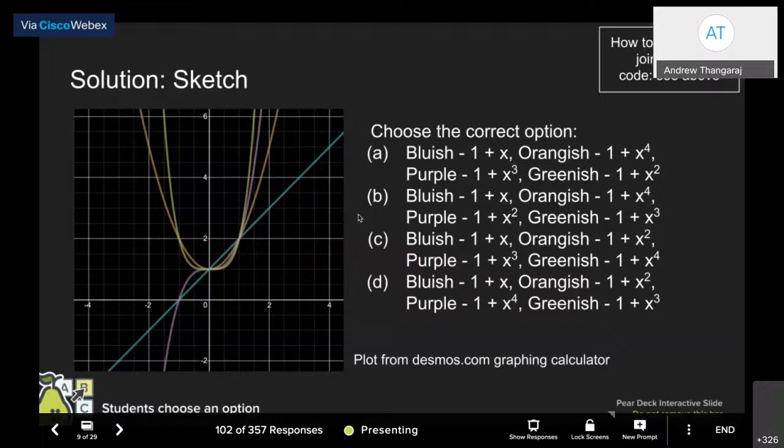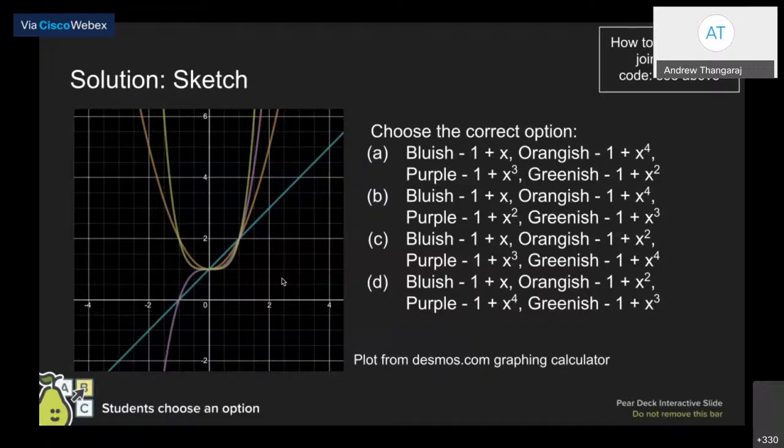So you can see, the choice 1 plus x is clearly the straight line bluish. I think most people would recognize 1 plus x. It's very easy to see, right? So that's the straight line that you see there. And then what about 1 plus x squared, 1 plus x power 4, 1 plus x cubed, right?